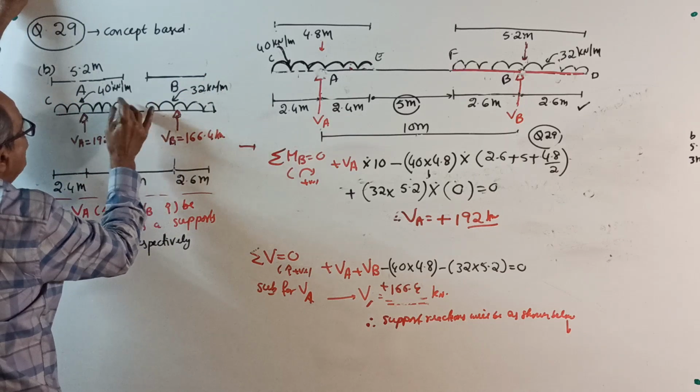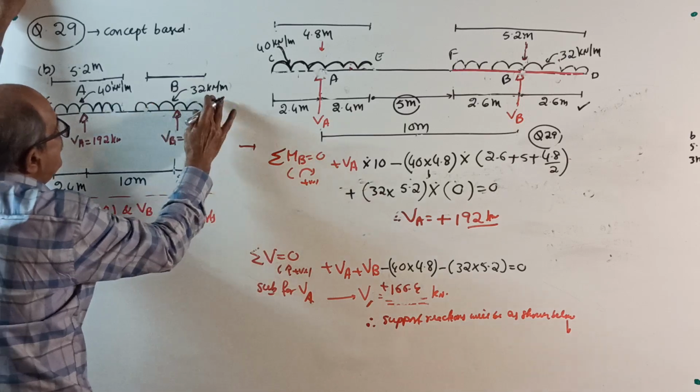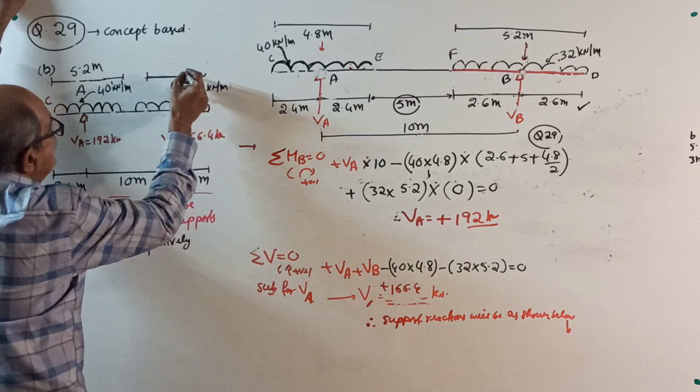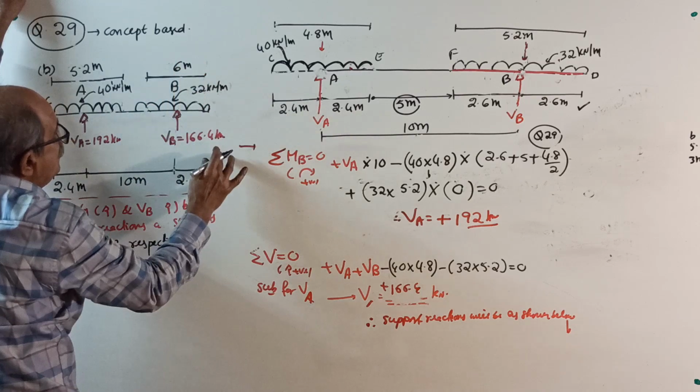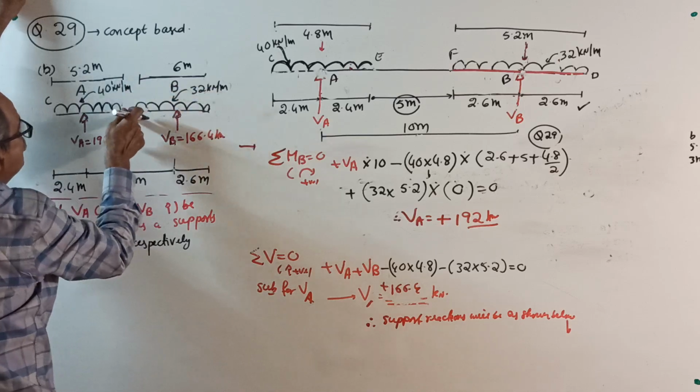Oh, out of scale, see, there is a scale problem here. This is lesser. Okay, 6 meter length, this is only 2.4. This is 2.4, this is 6 meter. This is out of scale.